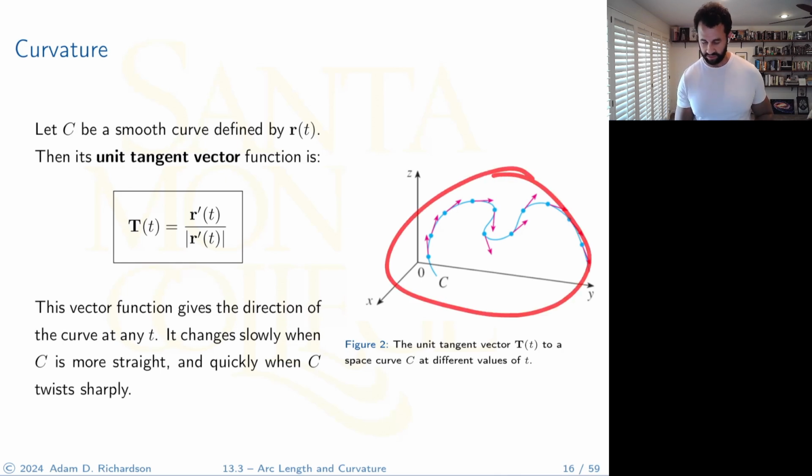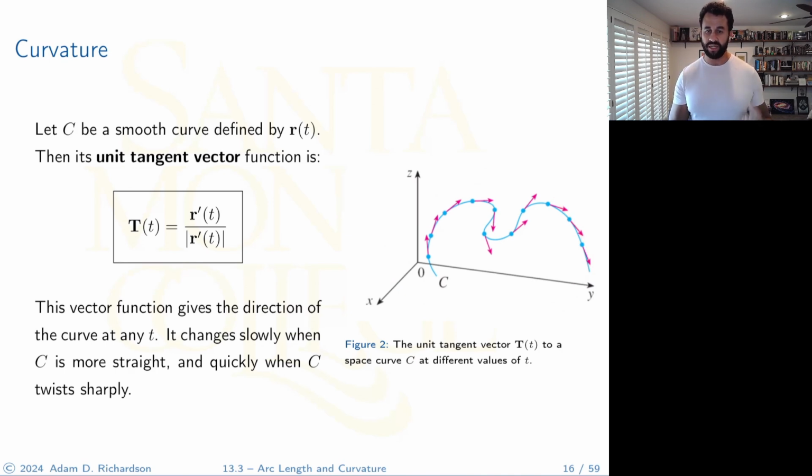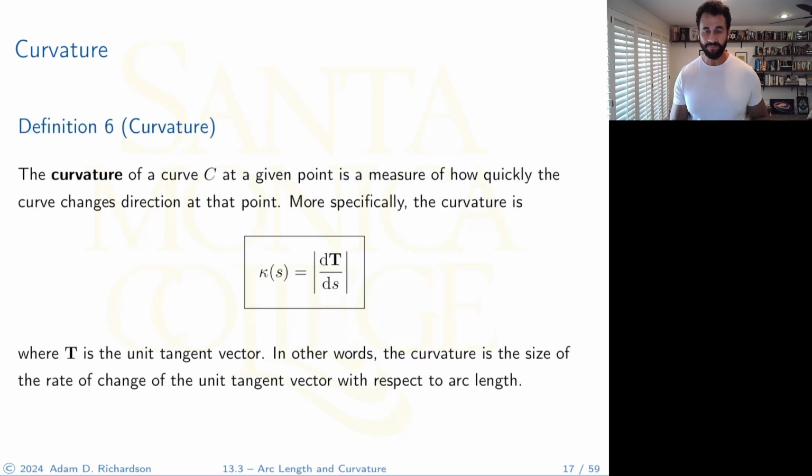Now, take a look at this figure. The direction of the tangent vector will change slowly when C is more straight. It'll change slowly the straighter C is, but it'll change very quickly, for example here, when the curve is sharply twisted. Here you can see the curve is pretty gently smooth, but then right about here, the tangent vector changes direction rapidly. That's the notion of curvature. That's what we're trying to get at. How do you explain that this curve is extra curvy? Well, this is how you define it. We say that the curvature of a curve C at a point is a measure of how quickly the curve changes direction.